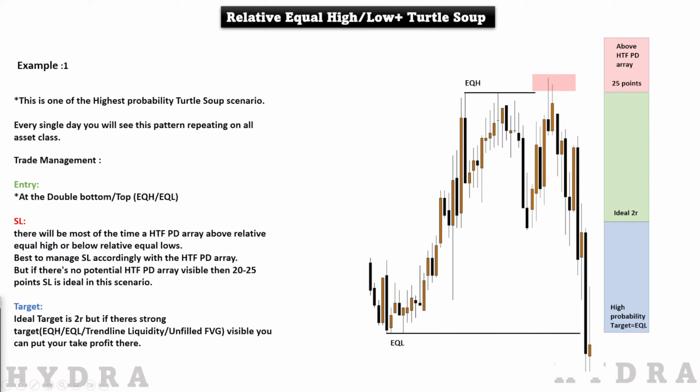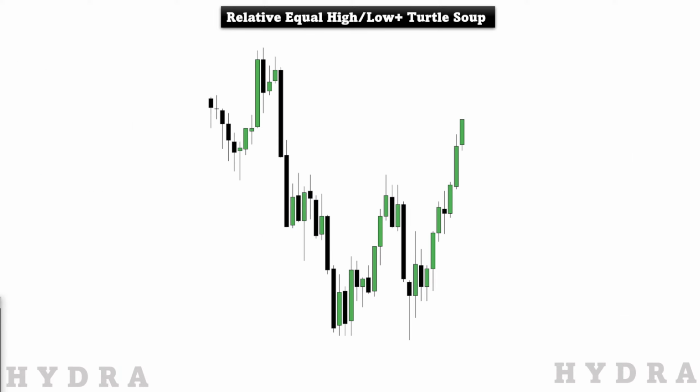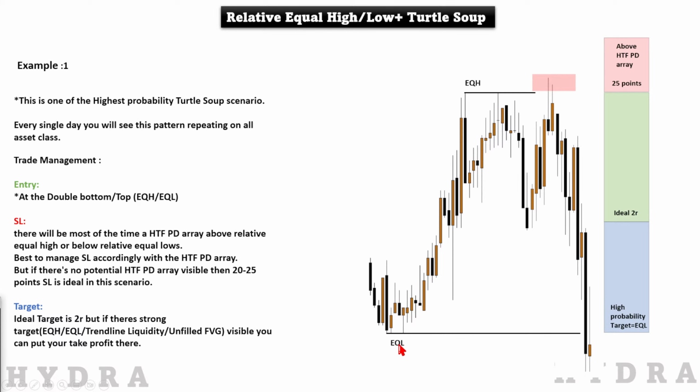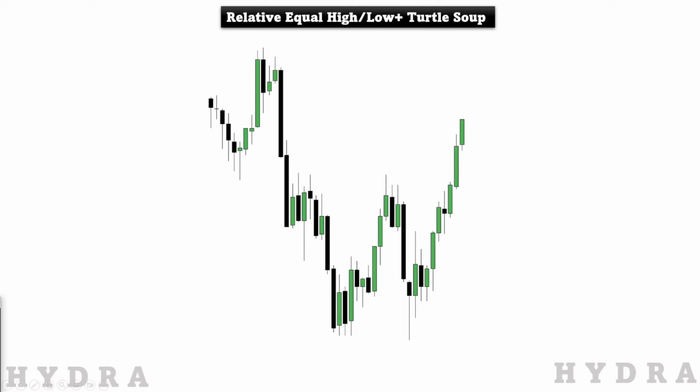Okay, so now let's go and see what our second example looks like. In our first example, we took our profit all the way down here, right? So now in our second example, I'll show you guys how to take profits in the discount price range. So what do you guys see here? I'll give you a minute to see this chart, and then I'll start talking. Isn't it easy to spot the relative equal low, relative equal high?